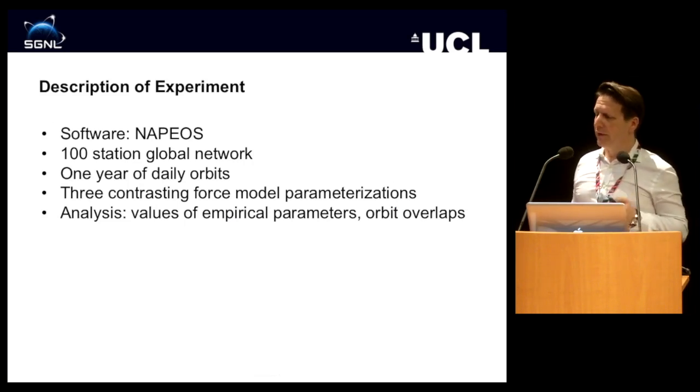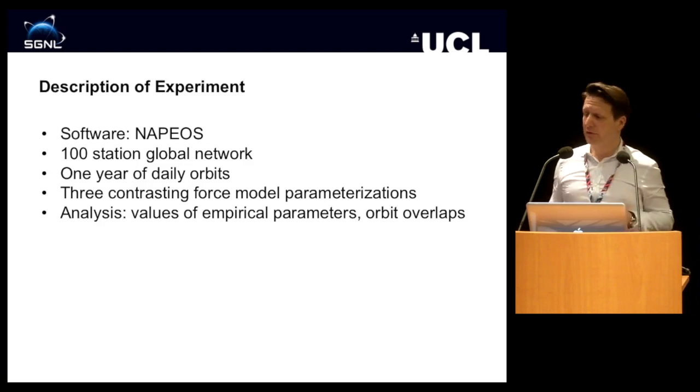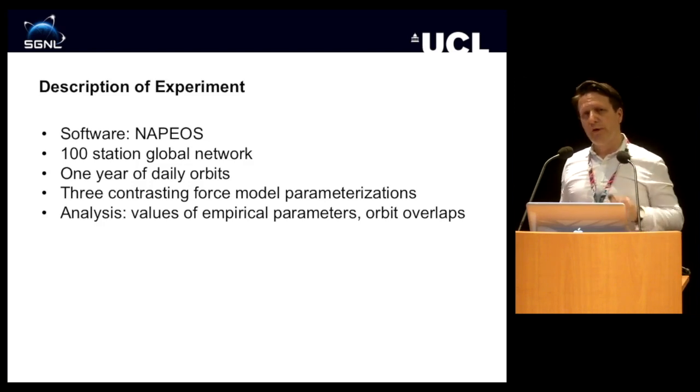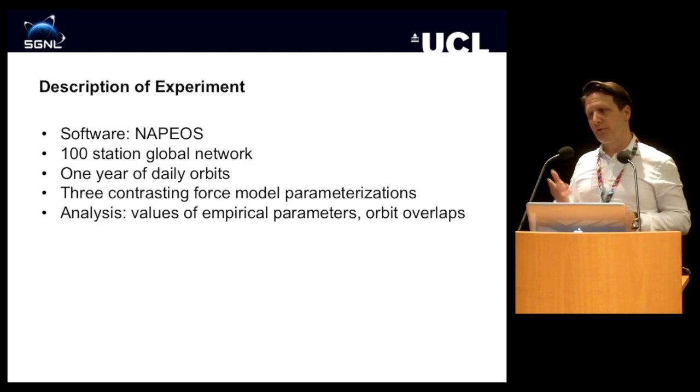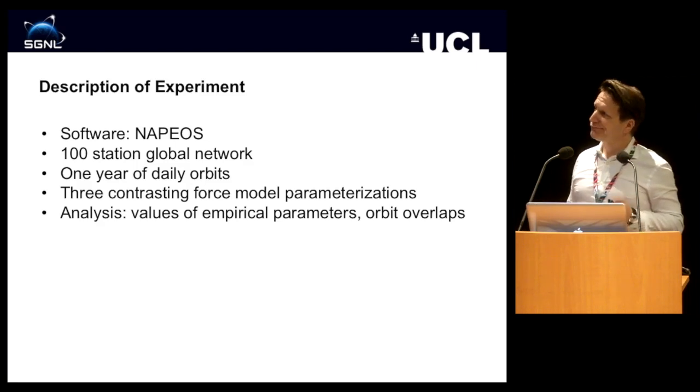The experiment we've conducted here, where the primarily experimental part has been done by Tim Springer, we did the analysis in Napios. It has a 100-station network. We took 1 year of daily orbits for all the 2R spacecraft, and then we looked at the empirical parameters, and I'll show you the parameterization in a second, and looked at the overlaps as metrics of quality of the process.